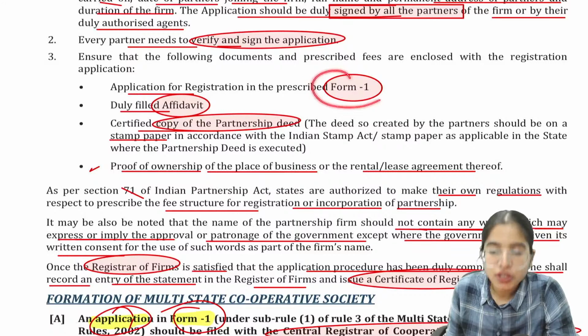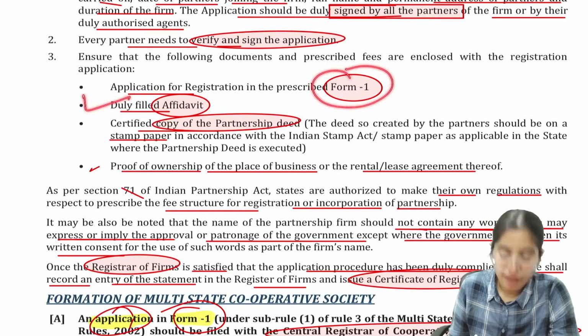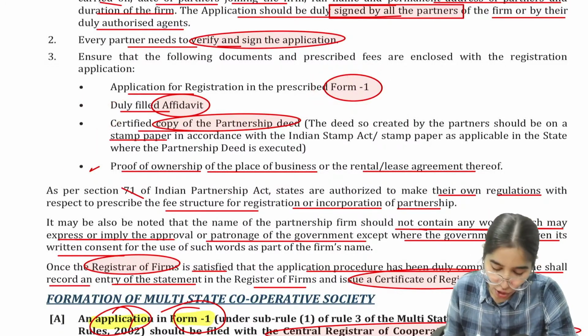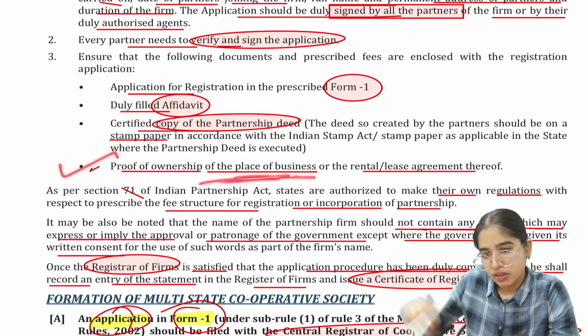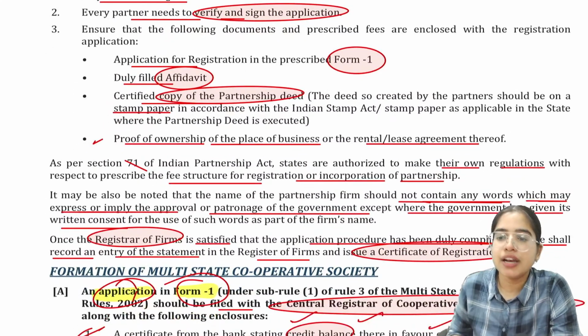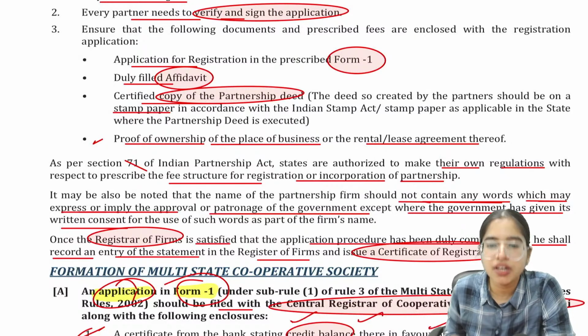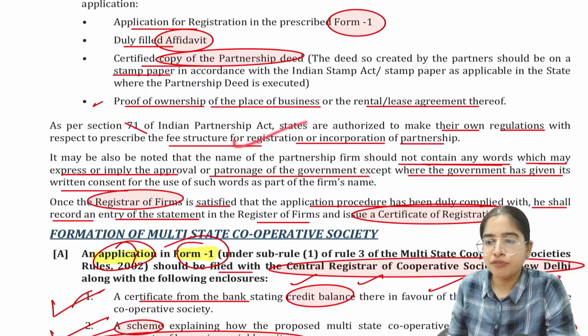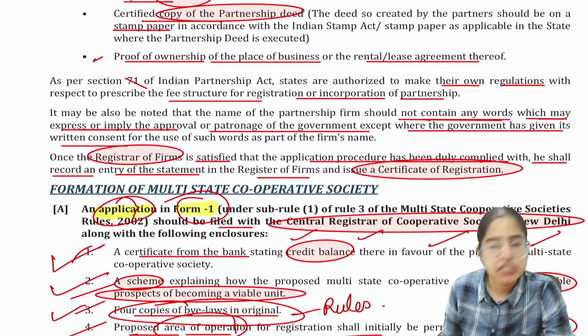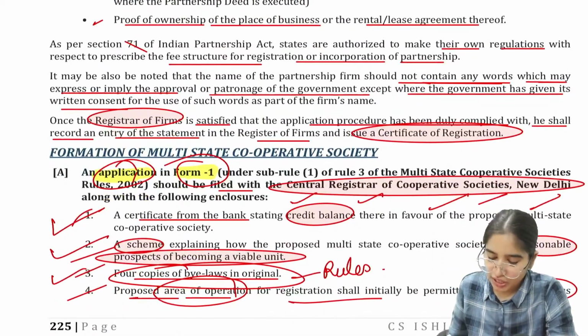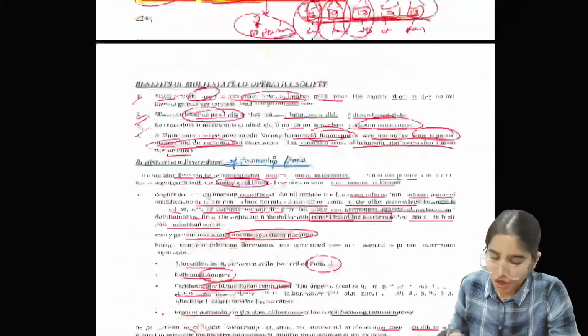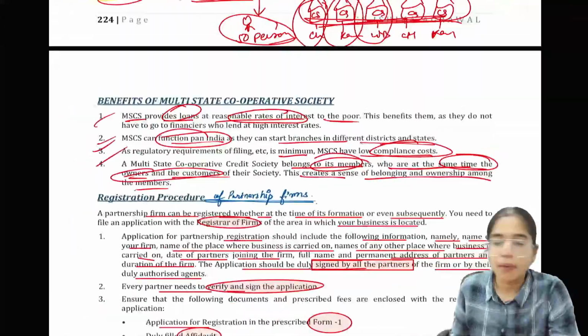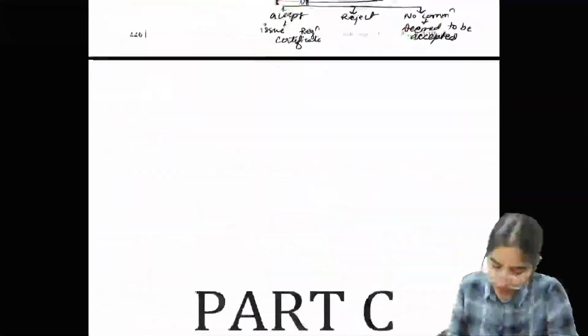Then along with form 1, you have to submit the affidavit and a copy of the partnership deed, proof of ownership of the place of business, which means the rent agreement or the lease agreement, and you have to pay the fees. After that, the registrar of firms will check everything. If everything is okay, it will grant you a certificate of registration. So this is the small registration process of a partnership firm. With this, we are done with this topic.